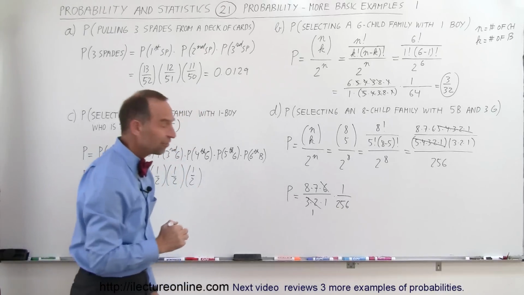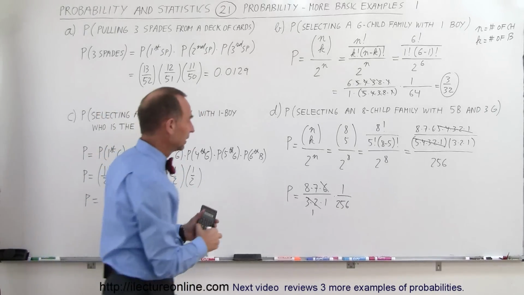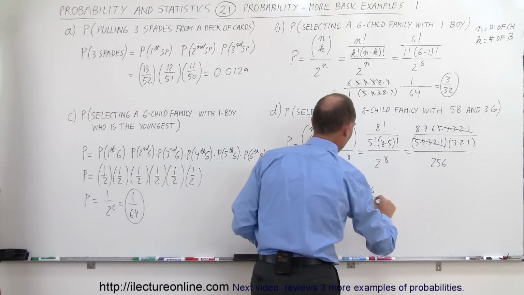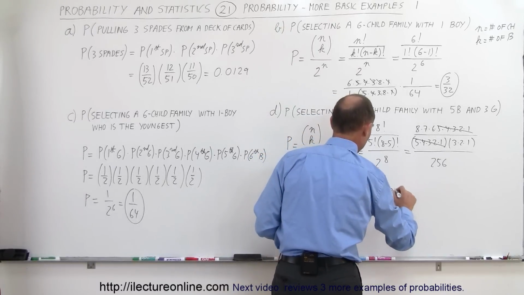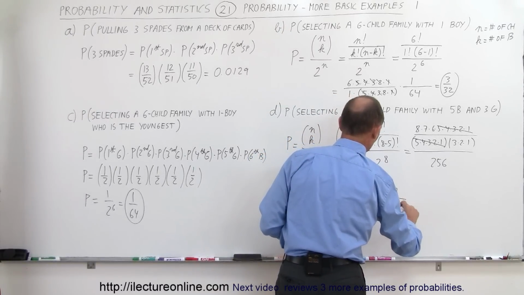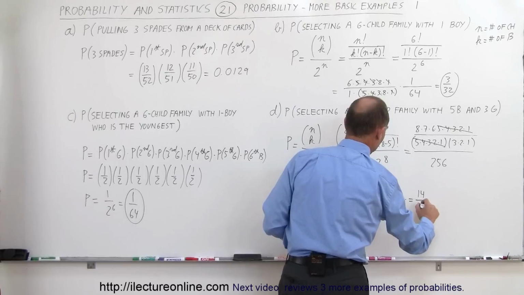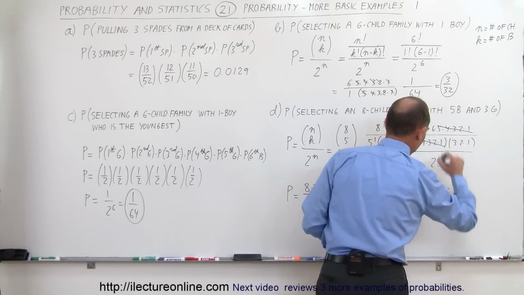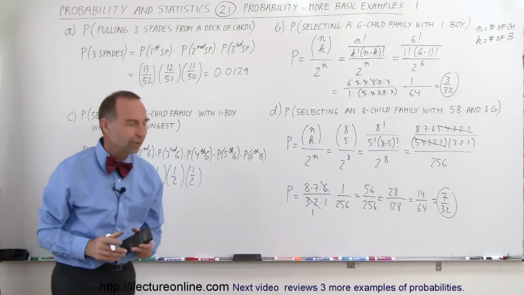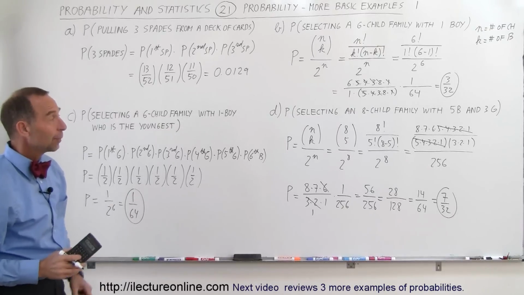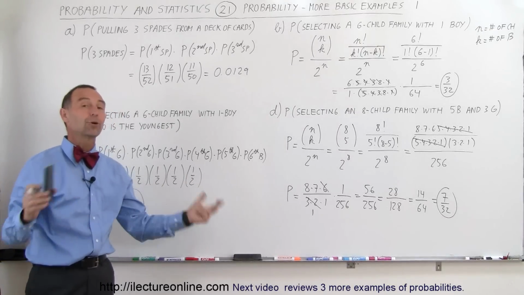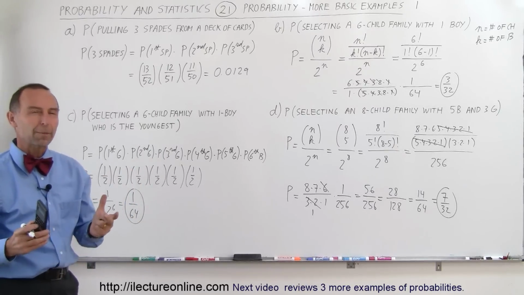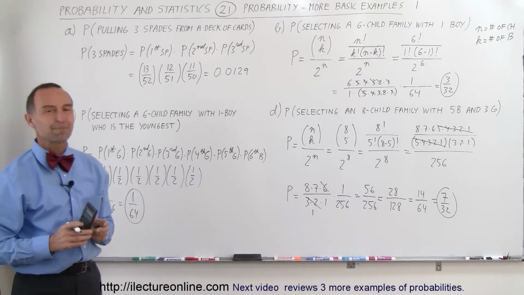Okay, so now we have 56 divided by 256. Let's see here, 56 divided by 256, divide both sides, top and bottom I should say, by 2, we get 28 divided by 128, which is 14 divided by 64, which is equal to 7 divided by 32. And I guess that's the simplest we can make it without going to a decimal. And that's the probability when you have a family of 8 children, out of a group of families with 8 children, that 5 will be boys and 3 will be girls. The probability is 7 out of 32. And that's how we do that.